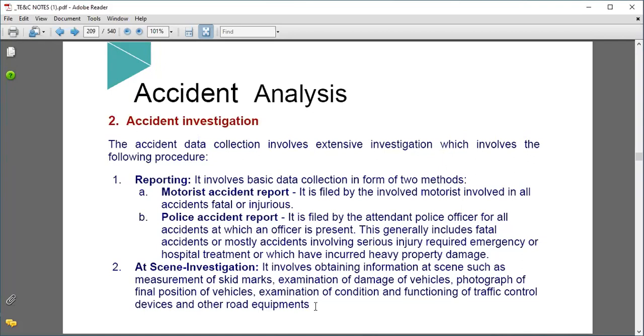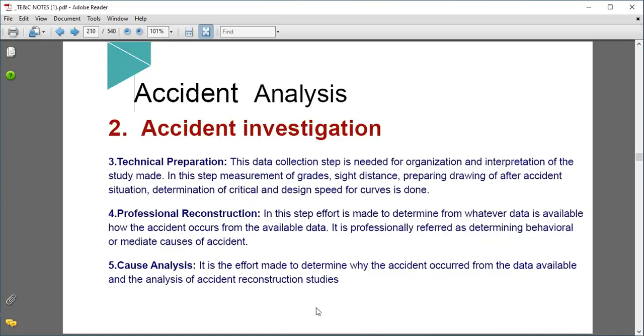Okay, so we'll move towards the next point. That is the accident investigation. In the third point, a technical presentation is prepared, and this data collection step is needed for organization and interpretation of the study made. In this step, measurement of grade, side distance, preparing a drawing of the after-accident situation, and determination of critical and design speed for curves is done.